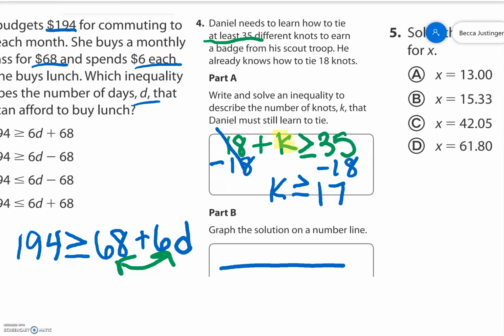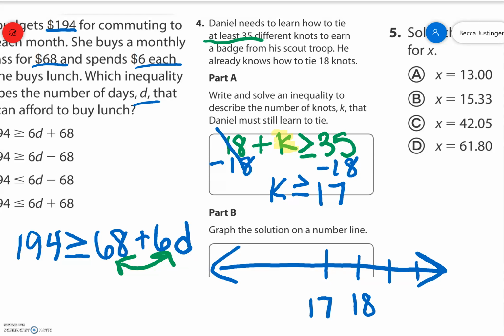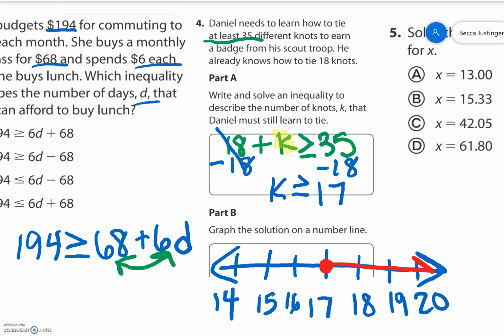So now they want us to graph that solution on a number line. So I'm going to put 17 in the middle and build from there. So this is 18, 19, 20. This is going down, 16, 15, 14. I know it's a closed circle because it could be equal to 17. He would exactly meet his goal at 17. Or he could learn more knots and exceed his goal.